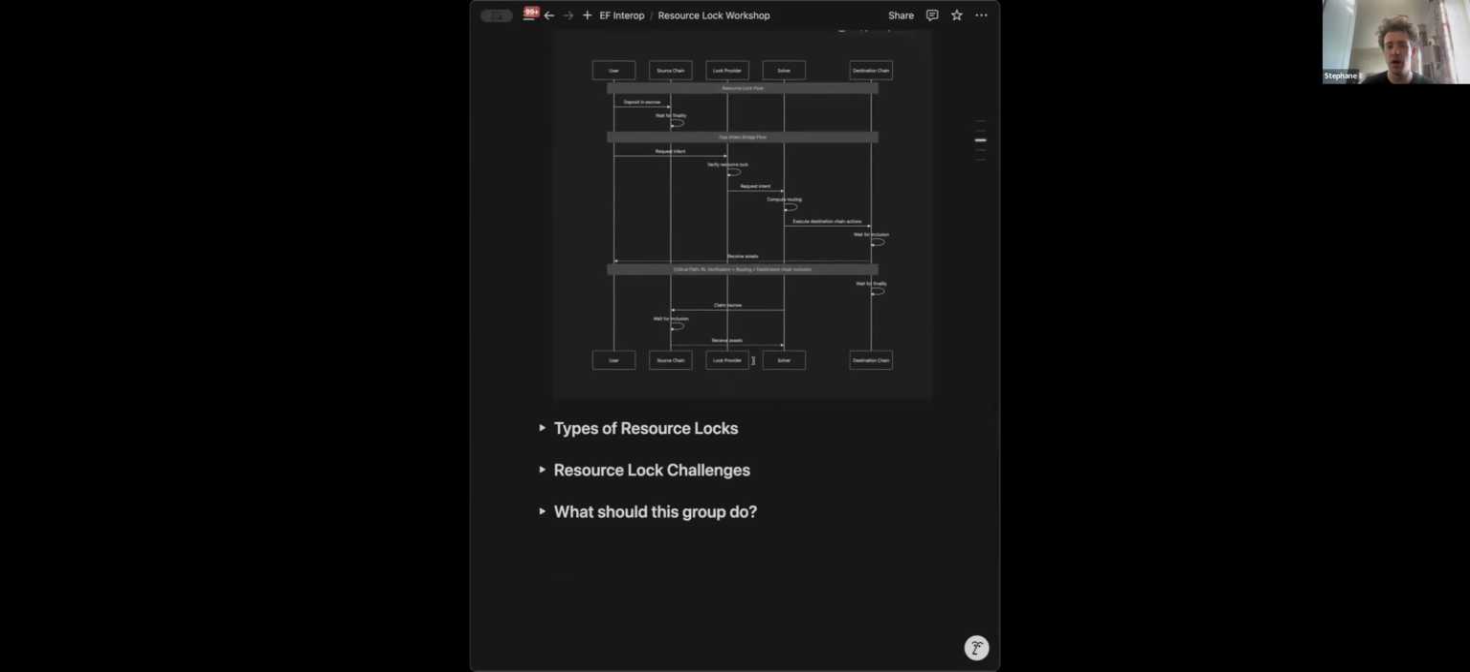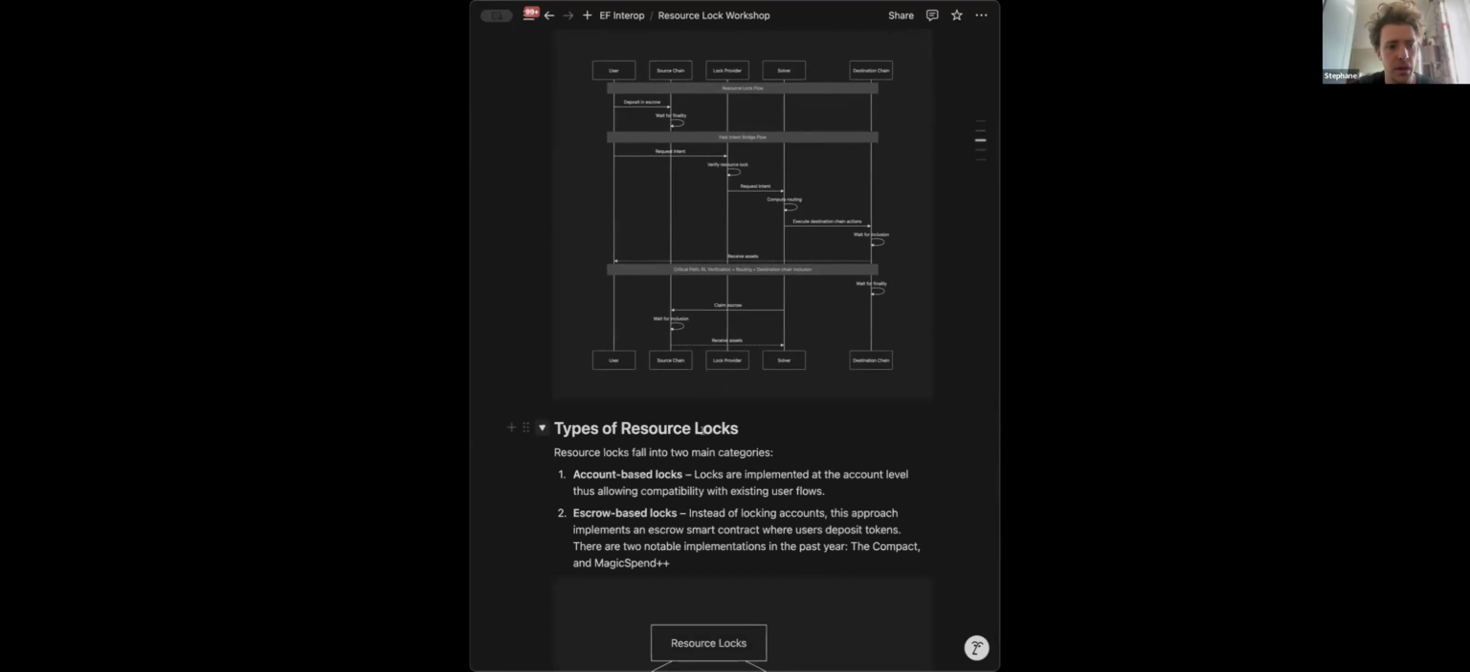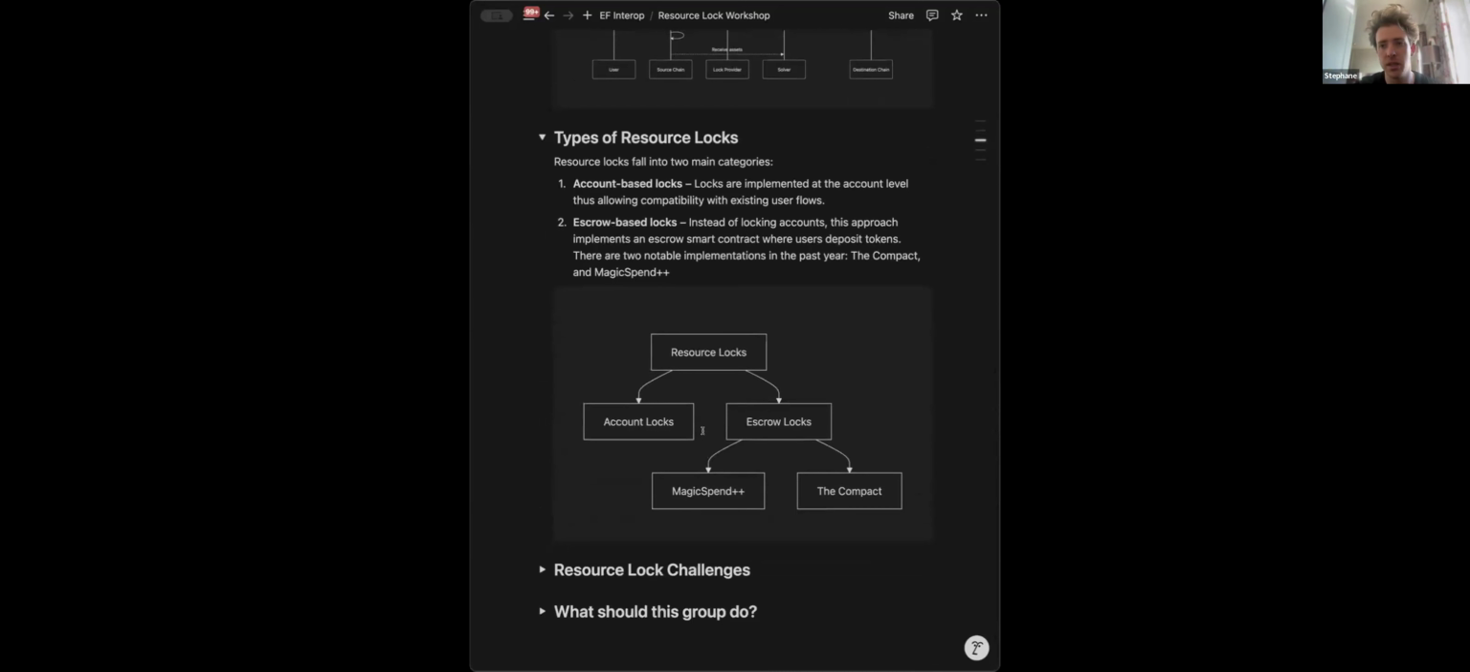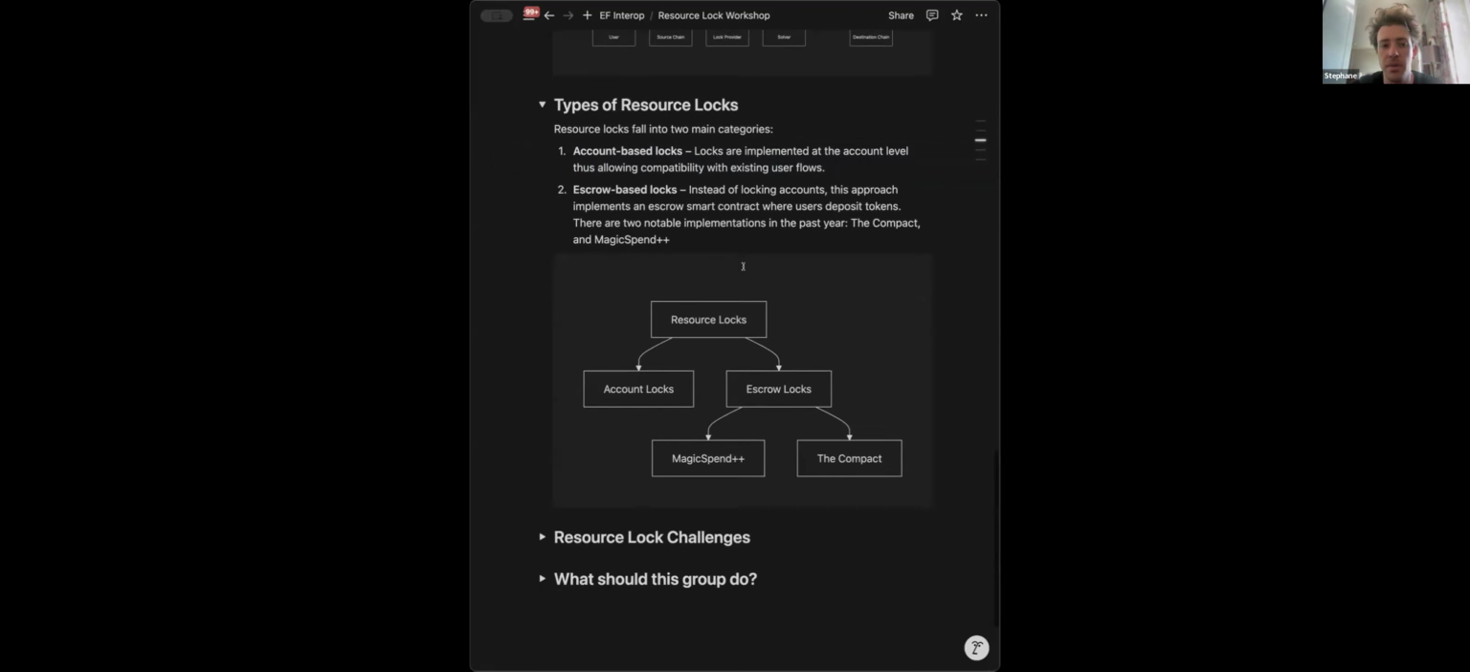So that's the justification of why resource locks and why a lot of folks are getting more and more excited about it. Now, there are different types of resource lock, and the design space, I'd say, over the course of the past 6 months has been increasingly explored, where you could categorize it into two families. The first one is account-based locks, in which you are creating locks on all the assets that sit inside the user account. And then the second one is escrow-based locks. So you have a separate smart contract that you deposit into, and you sequence the locks within that account.